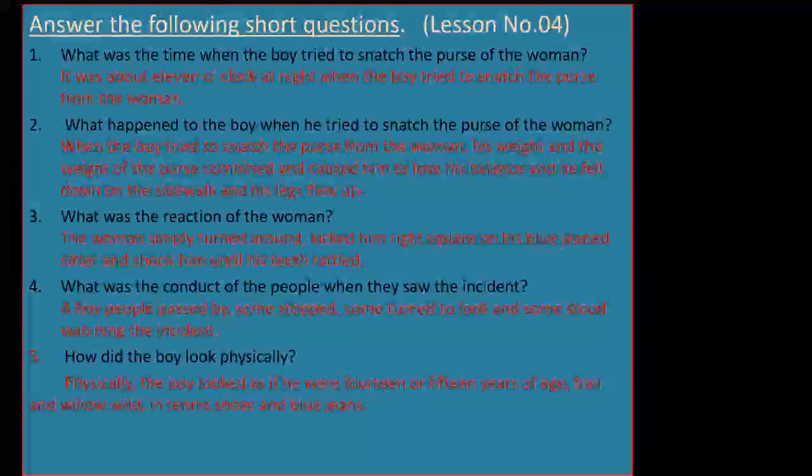Question number 5 is an extremely important question. It has been there in the previous board exams many times. How did the boy look physically? Physically, the boy looked as if he were 14 or 15 years of age, frail and willow-wild, in tennis shoes and blue jeans. I repeat the answer. Physically, the boy looked as if he were 14 or 15 years of age, frail and willow-wild, in tennis shoes and blue jeans.